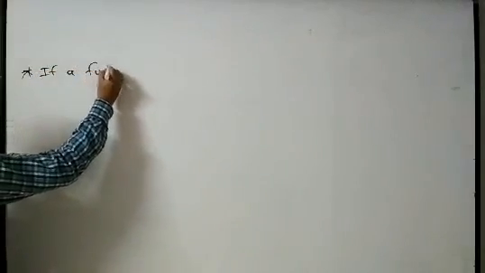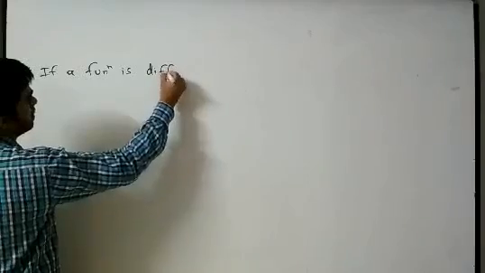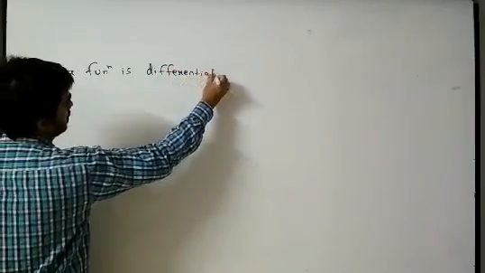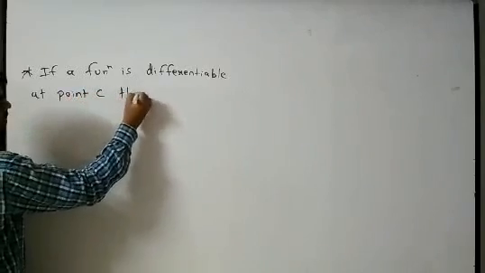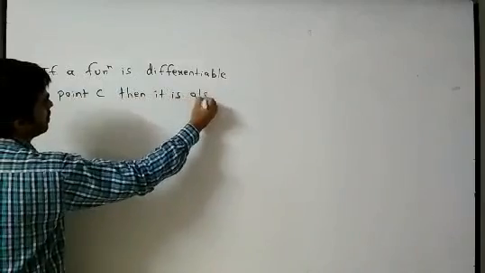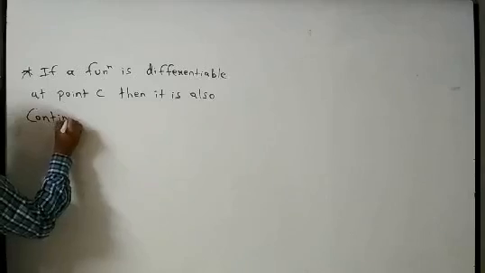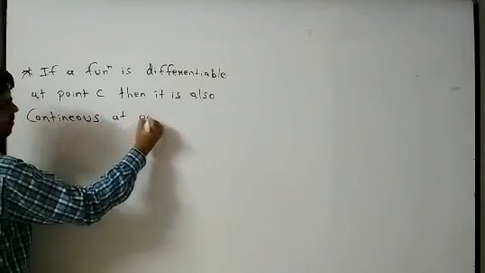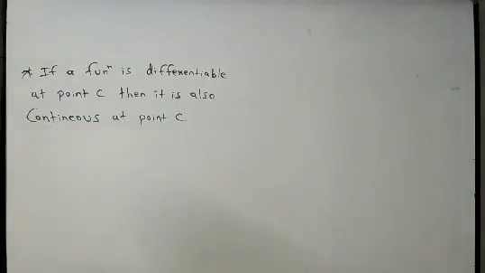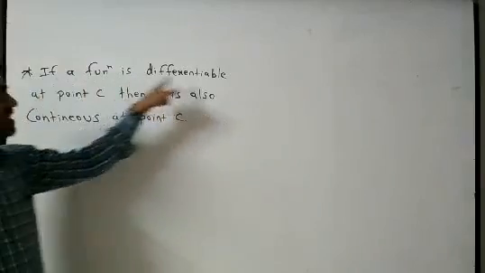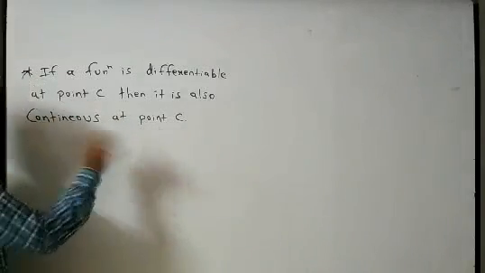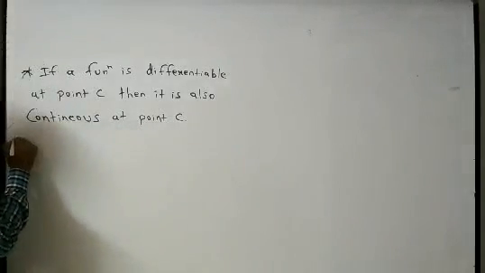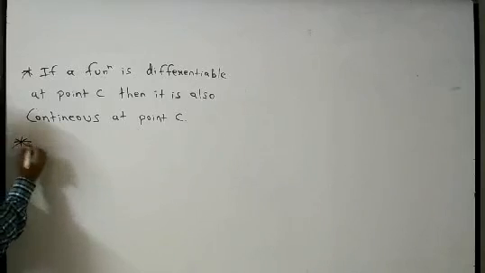If a function is differentiable at point C, meaning its left hand derivative and right hand derivative are both the same, then it is continuous at point C. Okay, now how are we going to prove this?